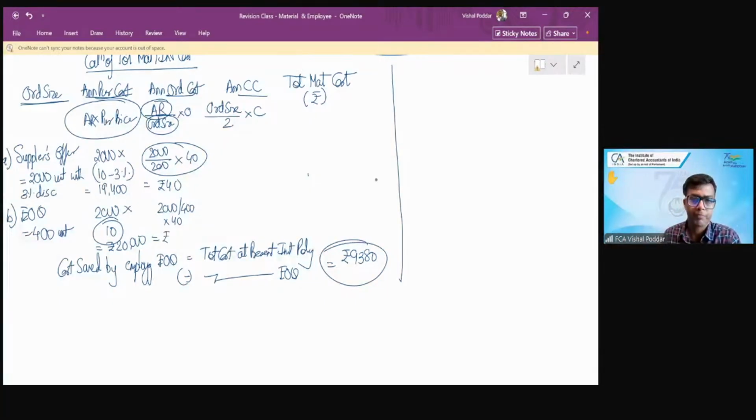Here it will be higher. Now, I'm not much interested in the AR. What is important in case of discount question is your carrying cost. So see, one, in discount question, this has changed.